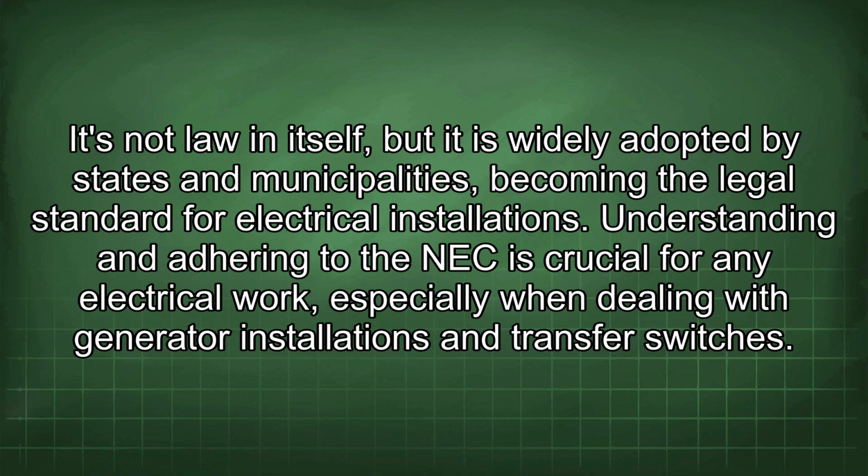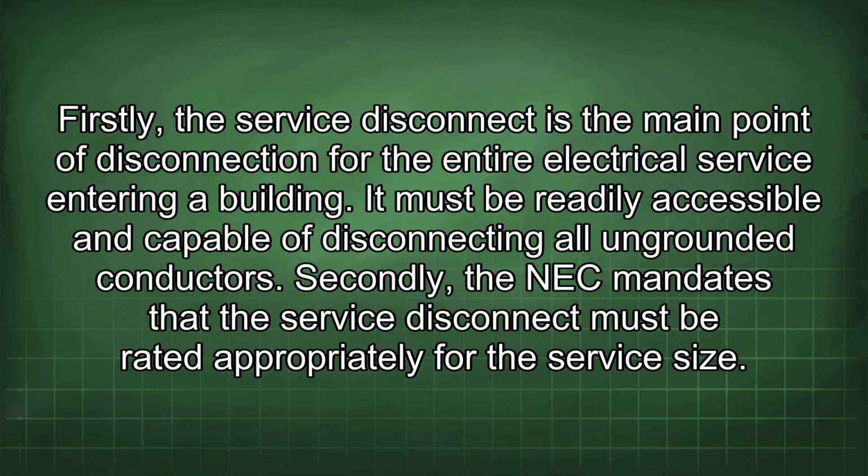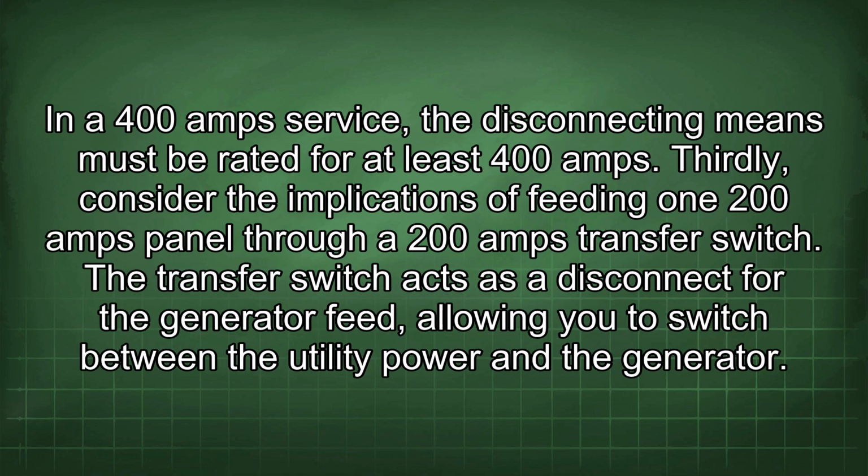transfer switches. Firstly, the service disconnect is the main point of disconnection for the entire electrical service entering a building. It must be readily accessible and capable of disconnecting all ungrounded conductors. Secondly, the NEC mandates that the service disconnect must be rated appropriately for the service size. In a 400 amps service, the disconnecting means must be rated for at least 400 amps.